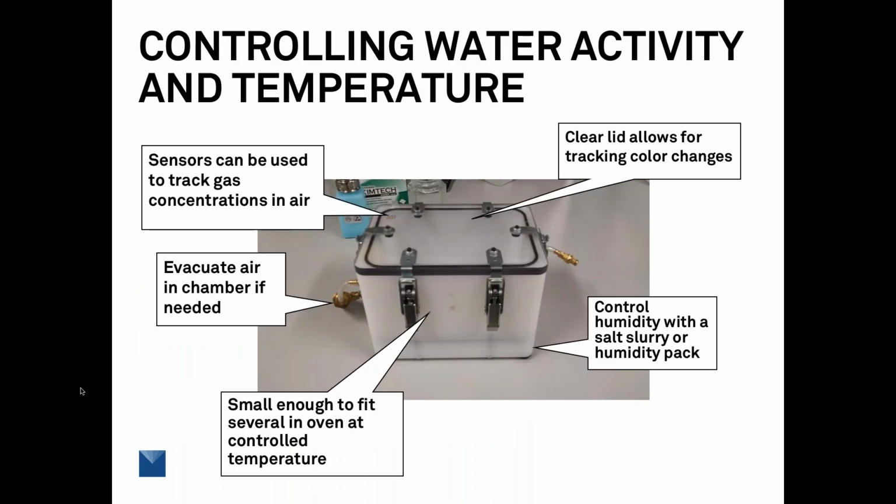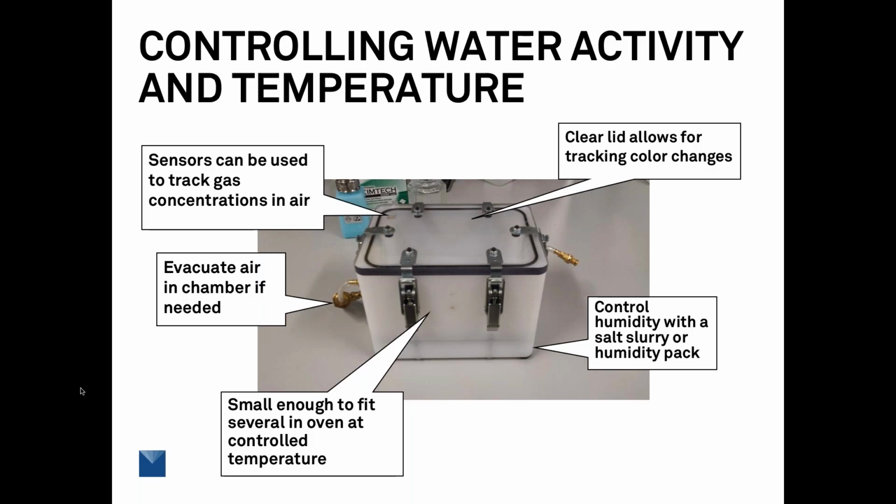So how will we control the water activity and temperature? This is an example of a storage chamber that we designed and manufactured ourselves with the purpose of being able to easily control water activity and temperature. Now, certainly you could do this with an environmental chamber, but environmental chambers are fairly pricey. And the one disadvantage is that you can only do one temperature and humidity at a time in an environmental chamber.